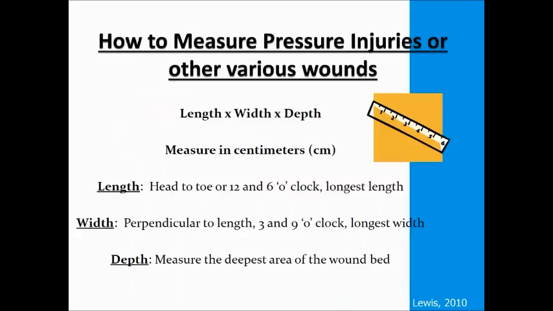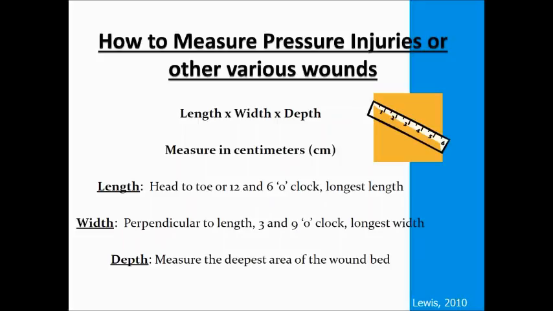So how do you measure pressure injuries or other various wounds? You want to measure length times width times depth. You want to measure in centimeters. And you want to measure the length, which is the longest length. So that's head to toe, or 12 and 6 o'clock. Use clock positions to measure.